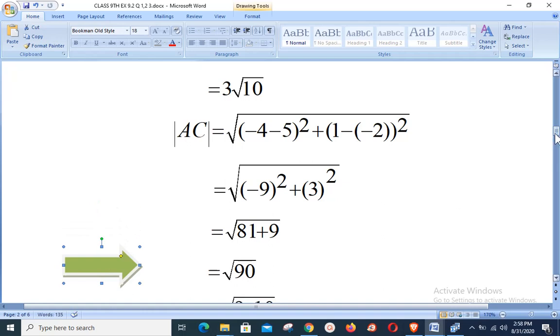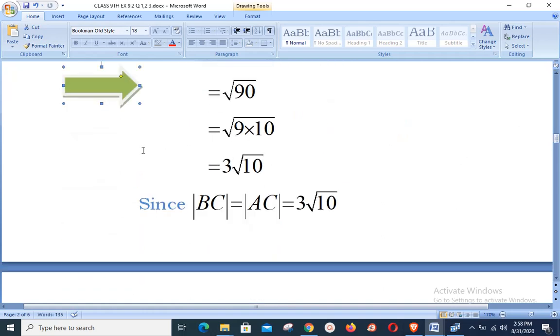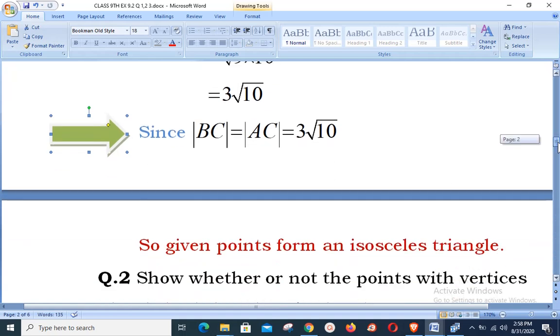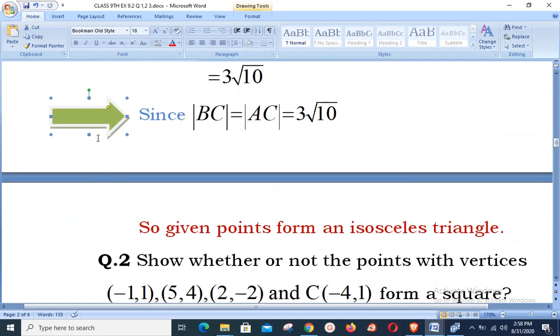Again we may break it like 9 into 10 whole inside the root. A root of 9 is 3, so it becomes 3 into square root 10. Since we have two values the same, that is the value of distance BC and the value of distance AC, both equal to 3 square root 10, whereas the other value is different, so we have only two sides equal. That's why we say that these given 3 points form an isosceles triangle. That is our result in this case.